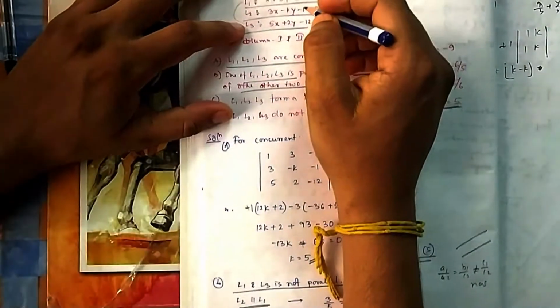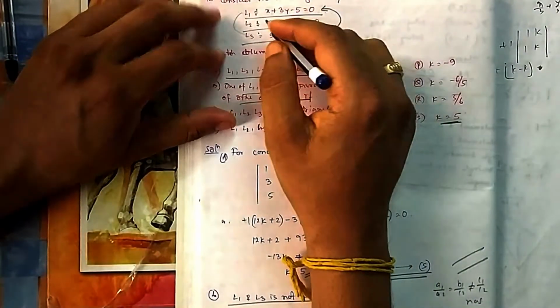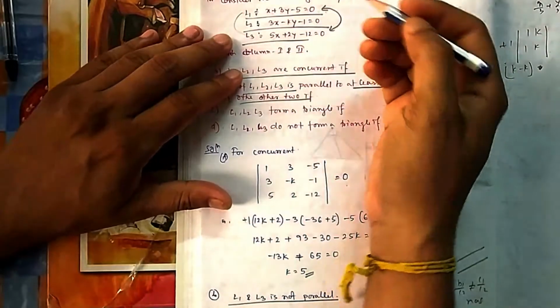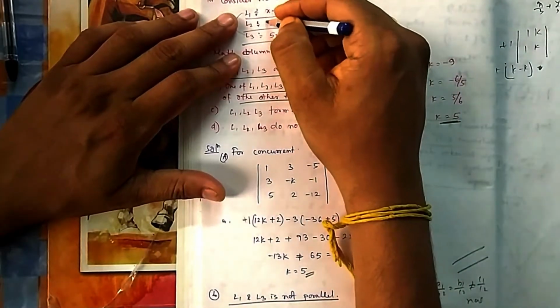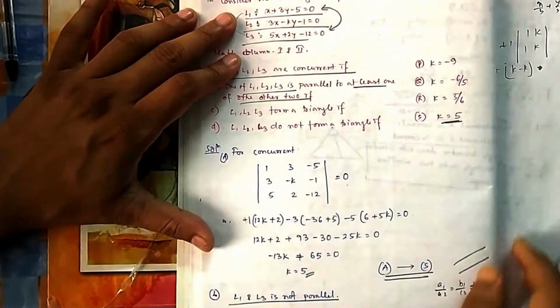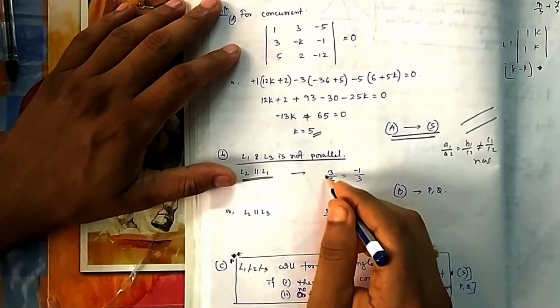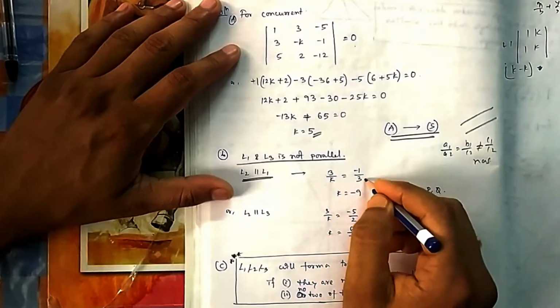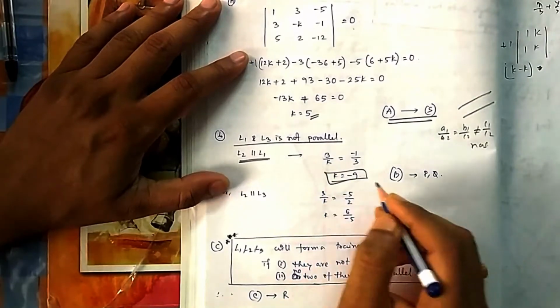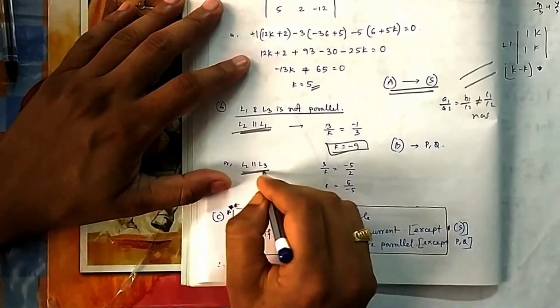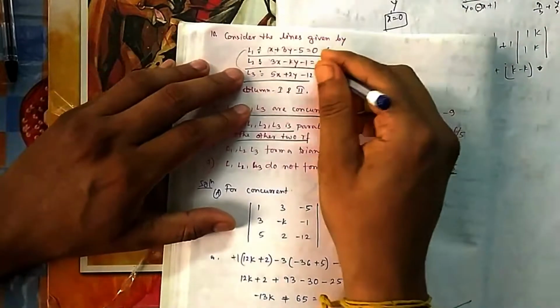So the coefficients of x and y, they should have the same ratio. If I take L1, L2, then 1 by 3 should be equal to minus 3 by k, that is 3 by minus k. So 3 by k or 3 by minus k is equal to minus 1 by 3, whatever. So k is equal to minus 9, either from this, or another one can be L2 parallel to L3. So these two can be parallel.